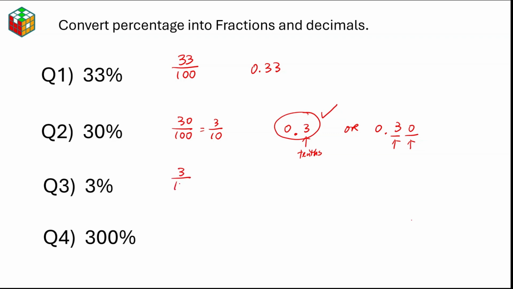3% will be 3 out of 100. It will be tenths, hundredths. I need to fill these two places, and then 0, 3. So my answer is 0.03.